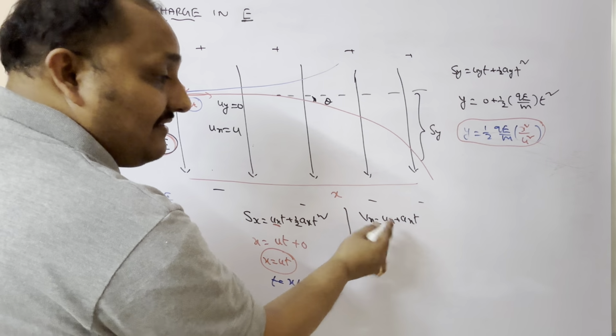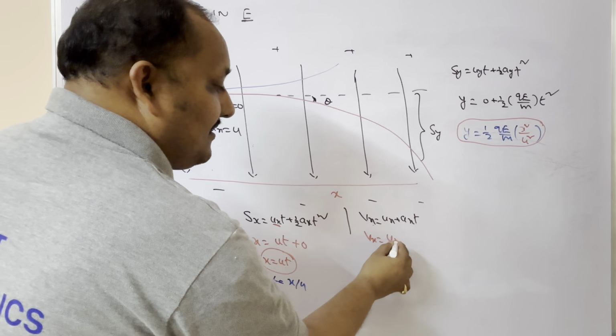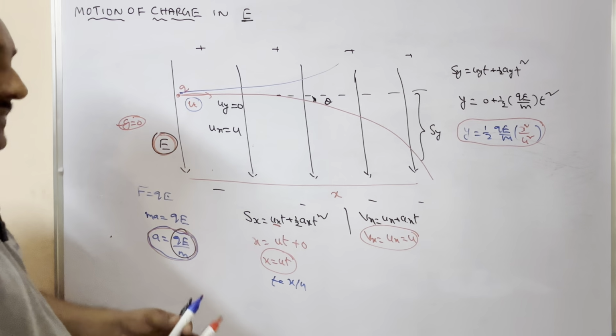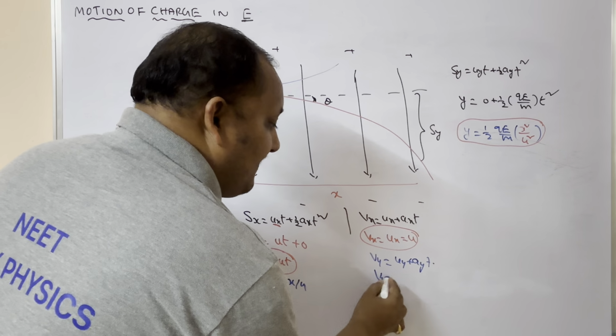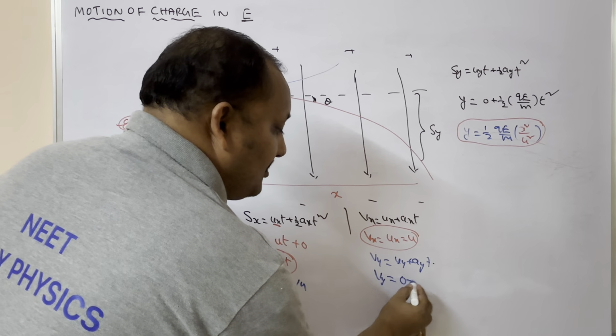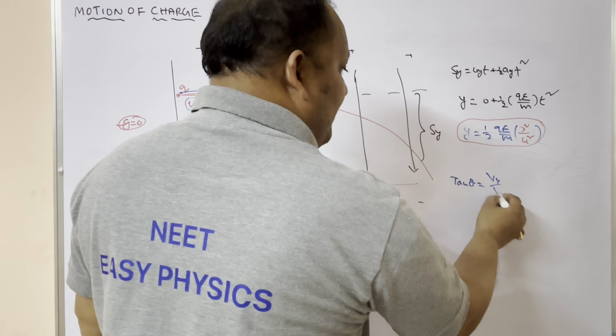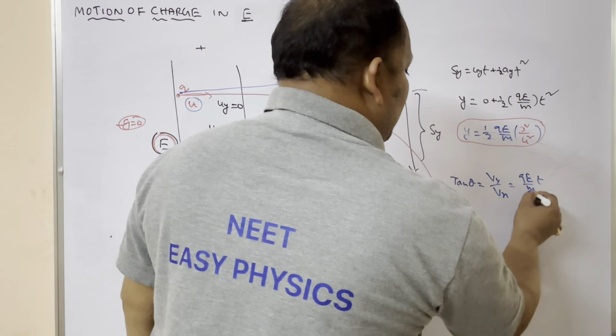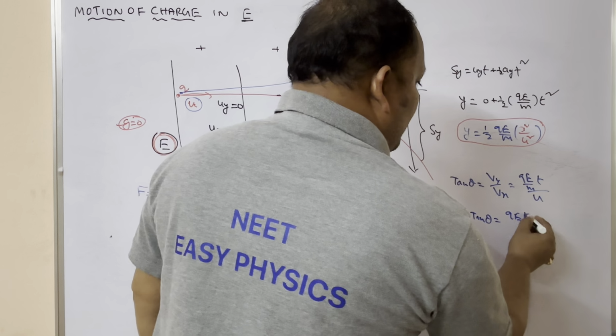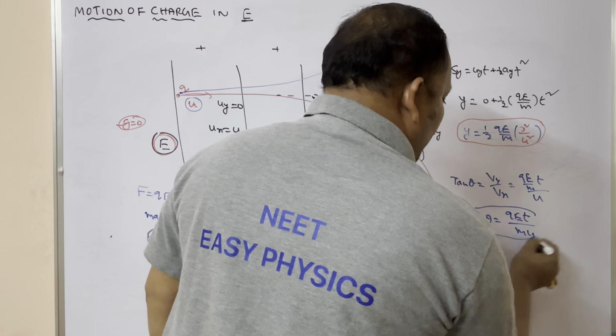So what is its horizontal velocity after t time? Vx equal to Ux equal to u, because ax is 0. What is the vertical final velocity? Vy is equal to Uy plus Ayt. Sorry, Uy is 0. Ay is QE by m, into t. Then what is the deflection? Angle of deflection is nothing but tan theta is equal to, in projectile motion what we wrote? Vy by Vx. What is the Vy here? QE by m into t, by what is Ux? That is nothing but u. So therefore tan theta is equal to QEt by mu.